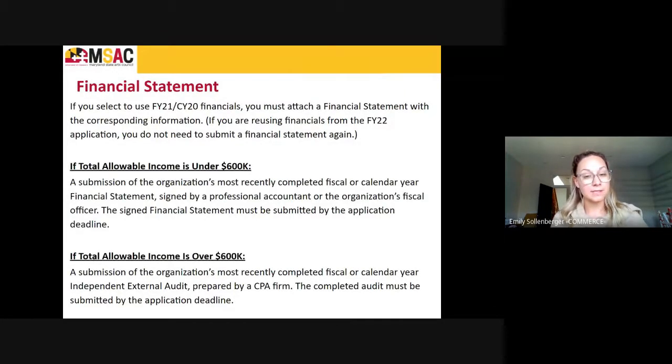If you're over $600,000 of allowable income, we're going to be looking for your most completed fiscal year audit. So that's prepared by an auditing firm. So the audit must be submitted on the application deadline date. So when it comes to November 15th, we'll be looking for the audit that's completed for that last completed fiscal year. Again, if you have any questions or concerns about what financial documents you should be submitting, connect with Laura and I, and we can go through that all together.